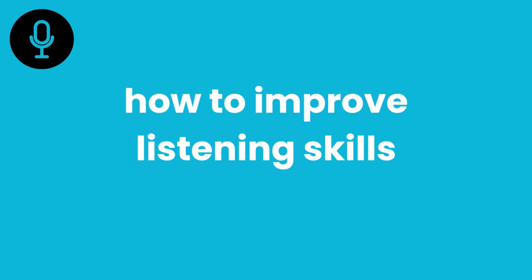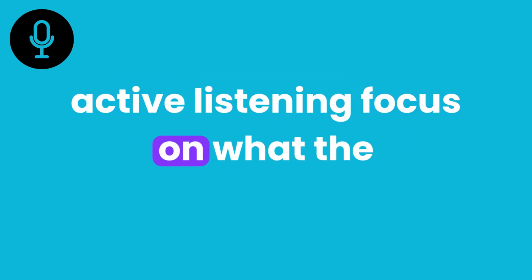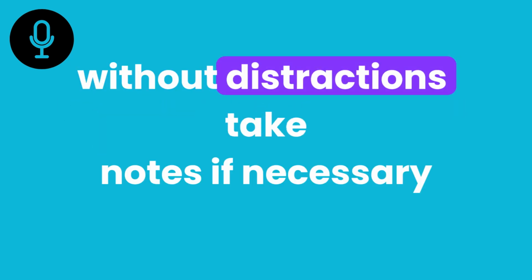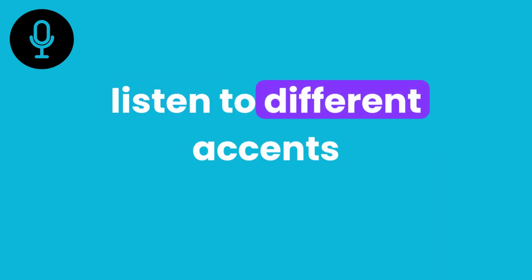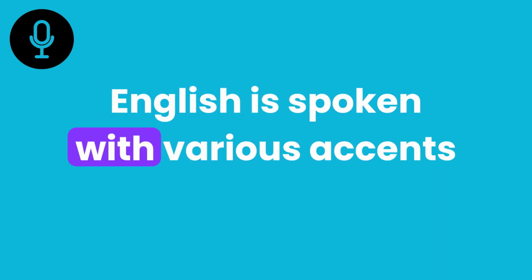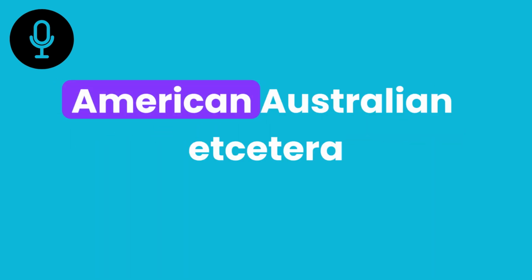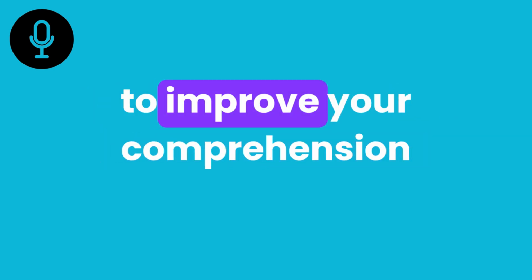How to improve listening skills. Active listening. Focus on what the speaker is saying without distractions. Take notes if necessary. Listen to different accents. English is spoken with various accents: British, American, Australian, etc. Expose yourself to different accents to improve your comprehension.